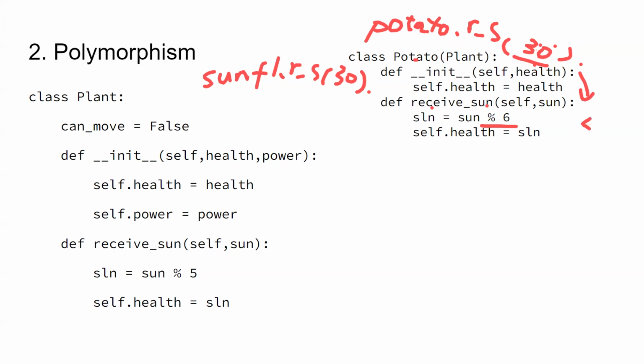Oh, let's change 6 into 10. Change it into 10. So the sun will be, wait, 10 mod 6, I guess, is 4. Yeah. So the health will be increased by 4. But for sunflower, the health will be increased by 0. Yeah, because it's mod 5.